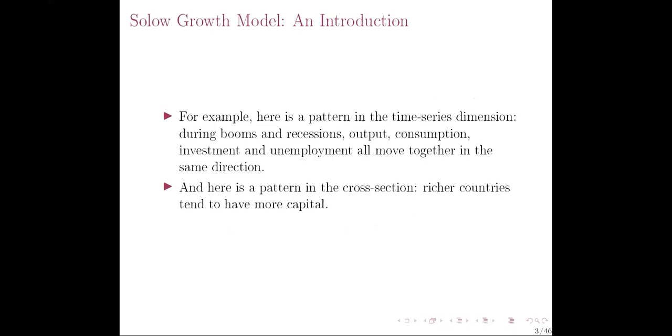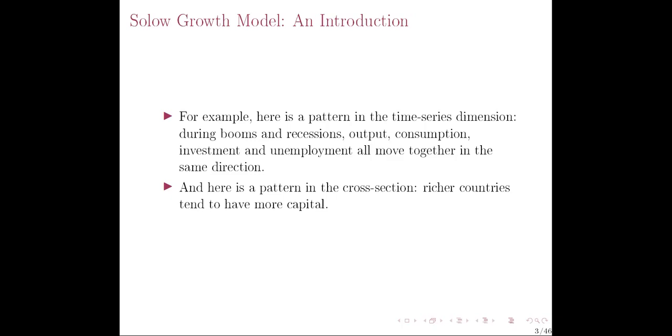Now, here you have a time series pattern. During booms and recessions, output, consumption, investment, and employment all move together in the same direction. From the perspective of the business cycle, some variables are called pro-cyclical, some are called counter-cyclical, and some are called acyclical. Pro-cyclical variables are those that move with the cycle. For example, what happens to output when you are in a boom? It increases. Consumption increases. Investment increases. Employment increases. There are many variables which are pro-cyclical.